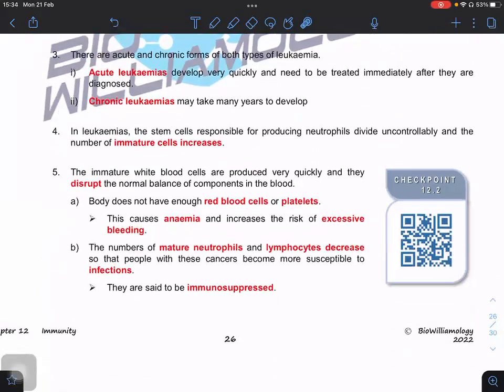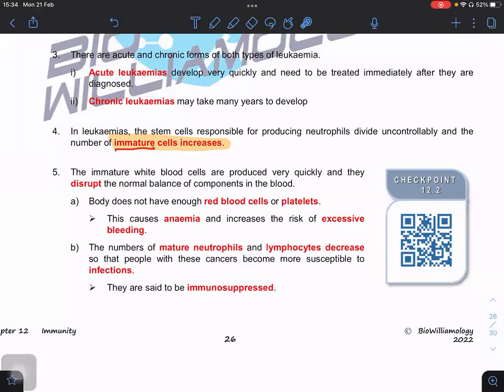Okay, so why leukemia? Immature cells increase, highlight, guys. Overall, you can see that the white blood cell count increases. Okay, but they are immature. Even though it increases, it doesn't mean that the immune system is functional. Are you clear? It may not function well, and because of keep on using the hematopoietic stem cells, it disrupts the normal balance of the components of the blood. Therefore, we don't have sufficient red blood cells and platelets.